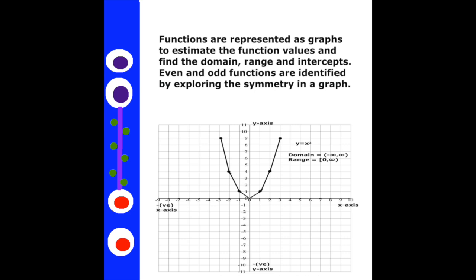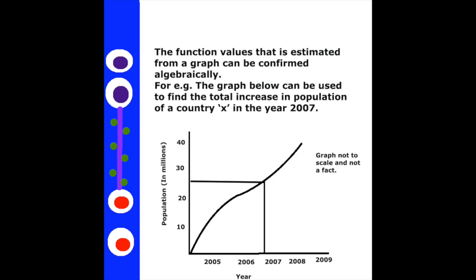Functions are represented as graphs to estimate the function values and find the domain, range and intercepts. Even and odd functions are identified by exploring the symmetry in a graph. The function values that are estimated from a graph can be confirmed algebraically.